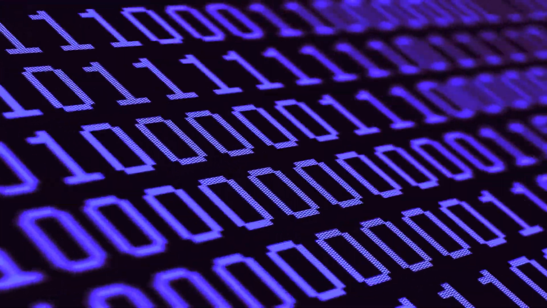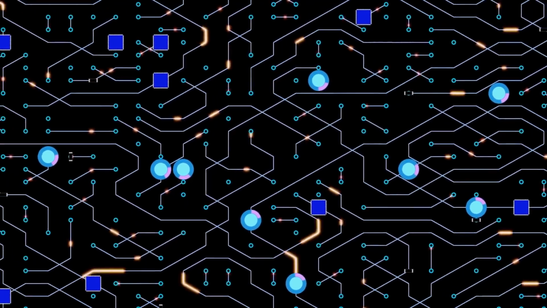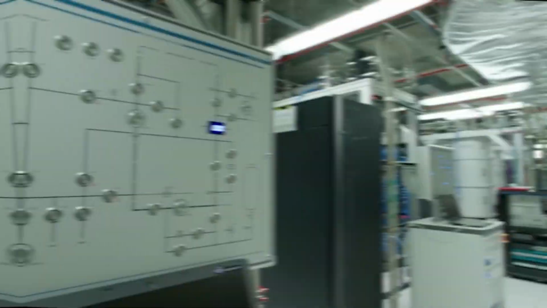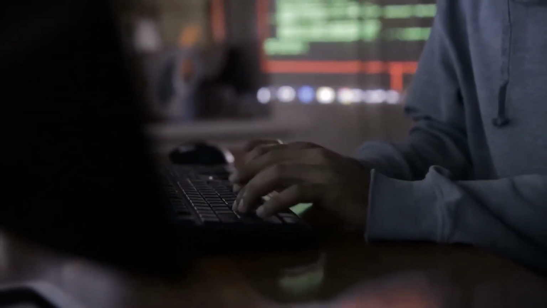The other key concept in quantum computing is entanglement. Entanglement is when two or more qubits are connected in such a way that the state of one qubit affects the state of another qubit, even if they are separated by large distances. This means that a change in one qubit can instantly affect another qubit, which allows quantum computers to process information instantaneously when compared to classical computers.